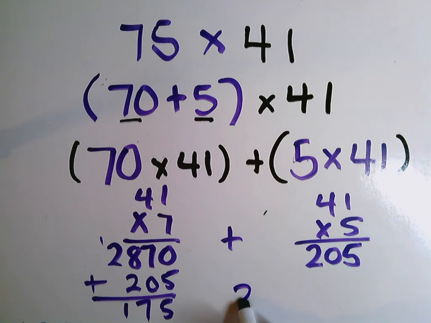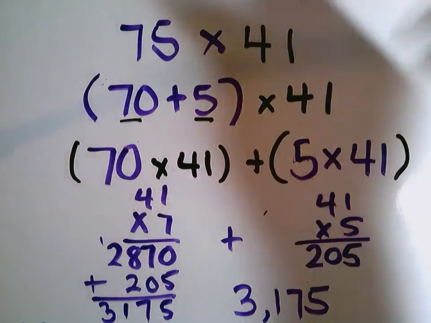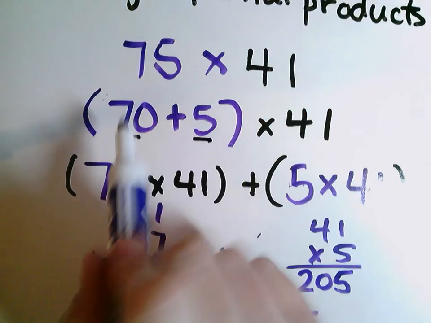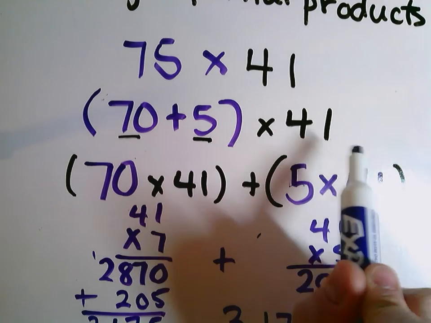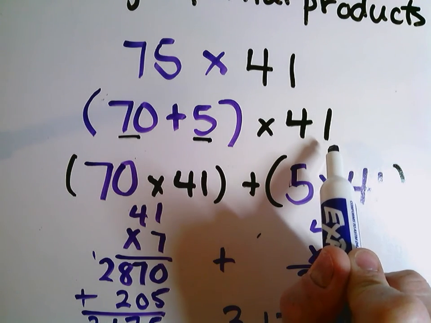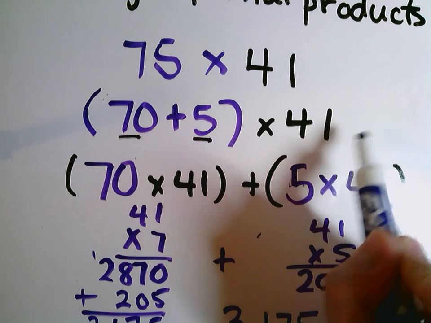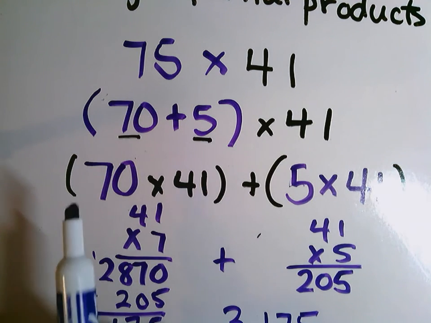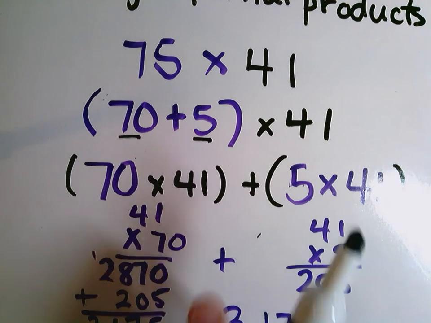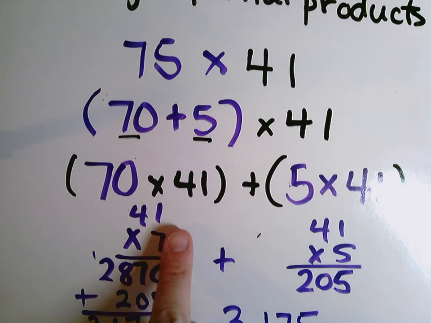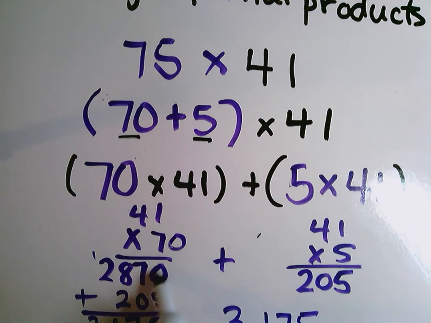To get 3,175 as my answer. So I took my 75, I broke it into place values of 70 plus 5, and I'm multiplying that times the other factor, 41. I'm not breaking that other factor down. I'm keeping that one the same. I'm going to do 70 times 41, and I just used my strategy of pretending like that 0 isn't there, multiplying by the tens, and then putting the 0 in my product.